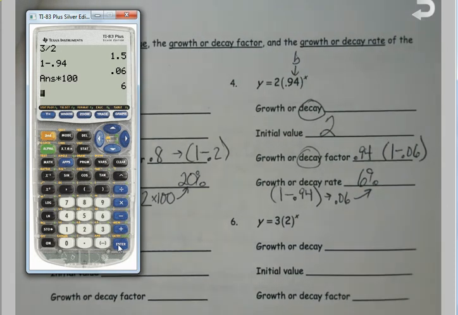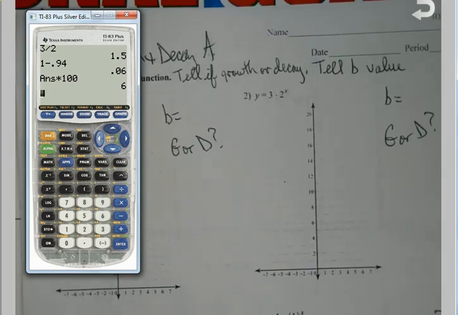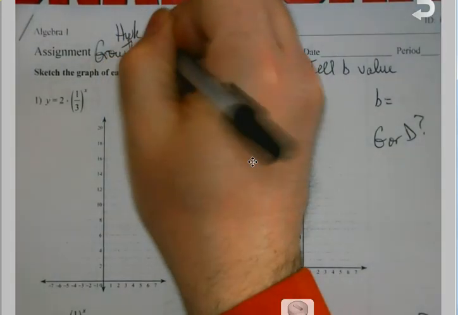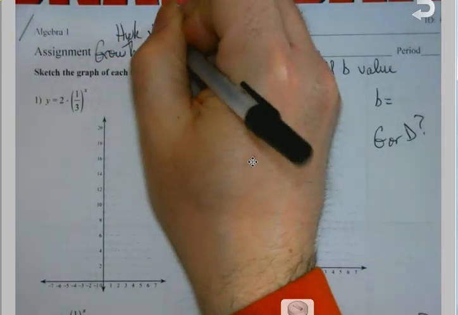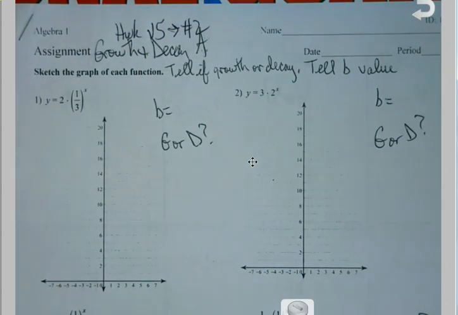So here's how we get to apply it to what we're doing. On the worksheet that goes with today, which will be assignment 2 for our next homework check. So we are now up to homework check 5. This is number 2. Here, I want you to tell if it's growth or decay, tell me the B value, and then actually sketch it. And I know my grid didn't come up real well here.